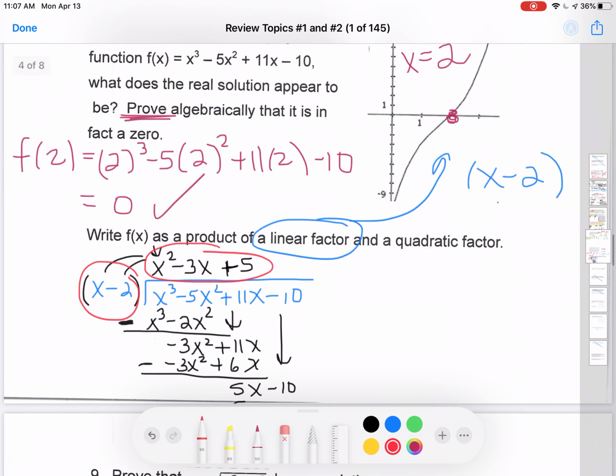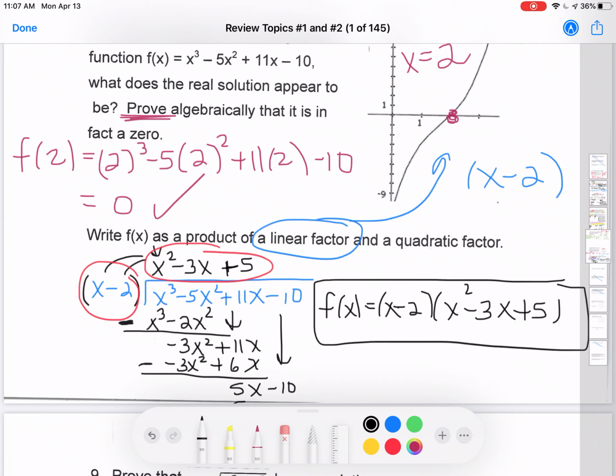Okay, so now they want me to write the answer as a product of a linear and quadratic factor. So this is my answer. f of x equals x minus 2 times x squared minus 3x plus 5. Okay, great question to know.